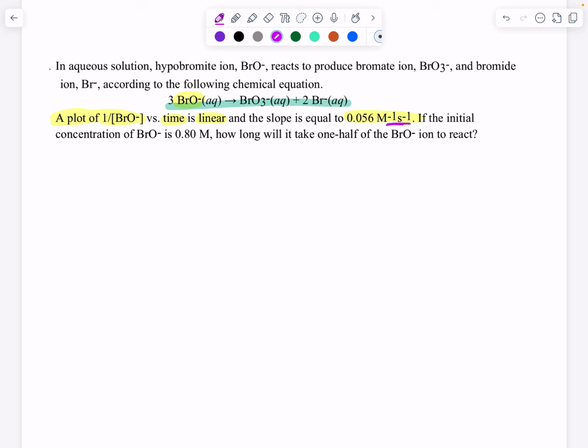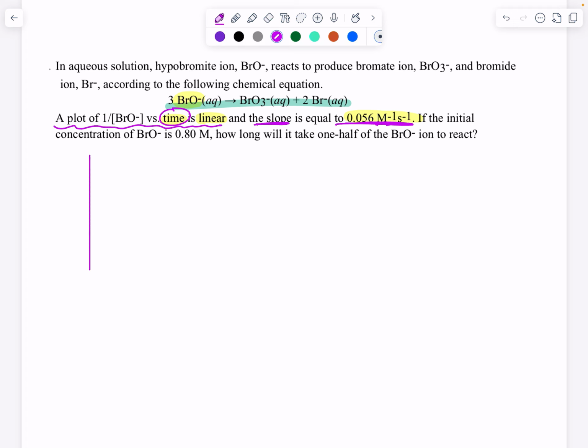One could be the slope, right, having this value and certain units. Okay, and then it's also telling us which term will have this linear relationship. Okay, so now based on what we have learned, let's try to plot.